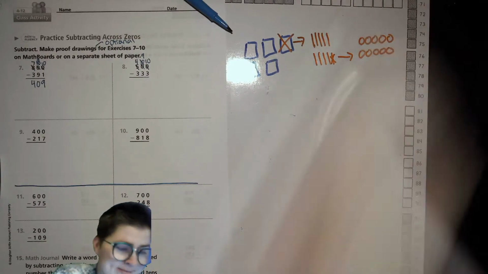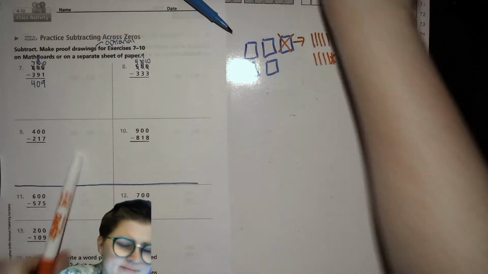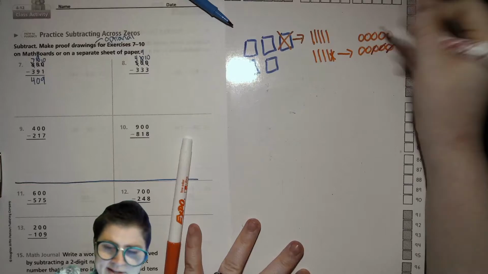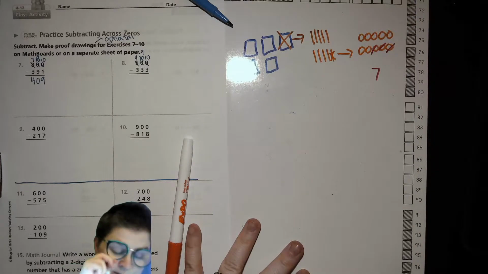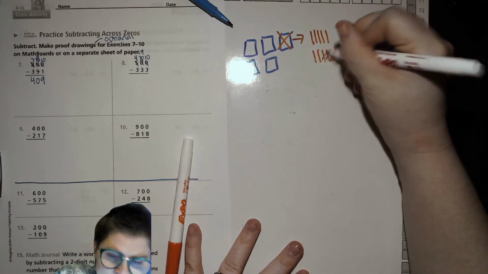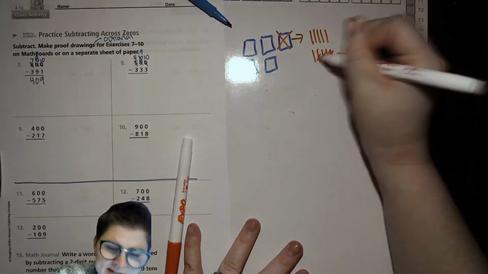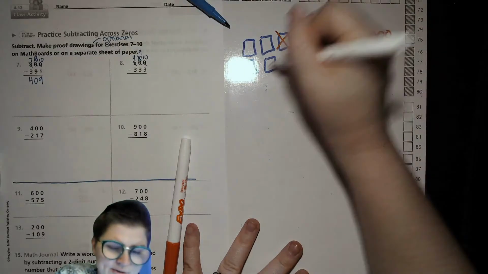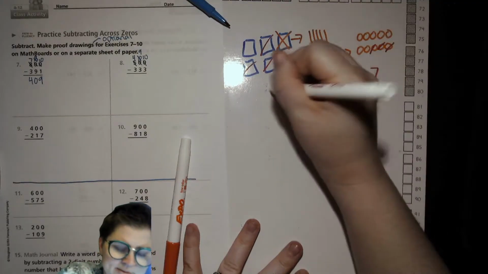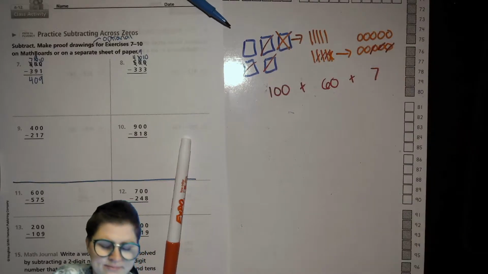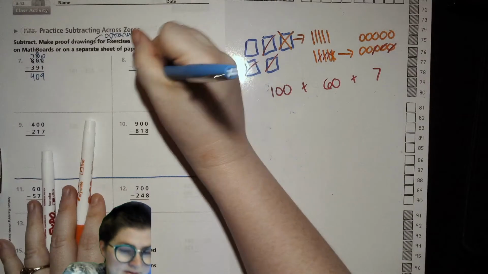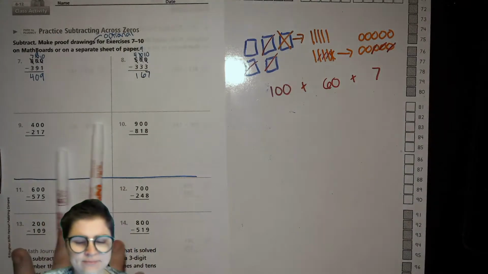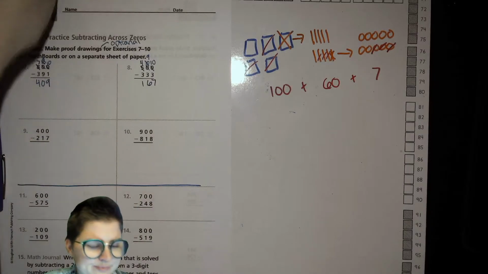Now we're going to take away 3 ones. 1, 2, 3. And that leaves us with 7. And we'll take away 3 tens. 1, 2, 3. There. And that leaves us with 6 tens. And then we'll take away 3 hundreds. And that leaves us with 100. So there you go, 167.